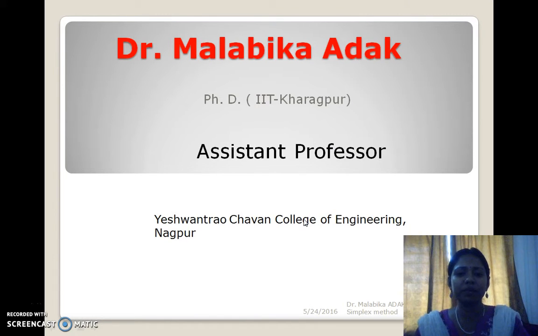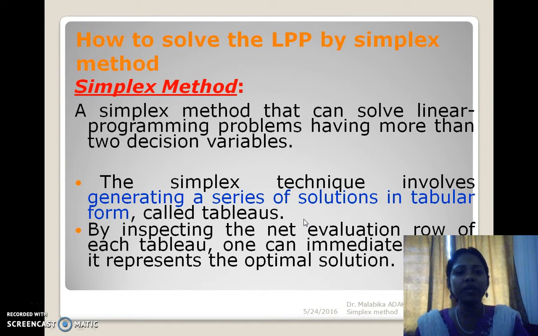Hello friends, today I will discuss how to solve the linear programming problem by simplex method. This method can solve linear programming problems having more than two decision variables. The simplex technique involves generating a series of solutions in tabular form called tableaus. By inspecting the net evaluation row of each tableau, one can immediately tell if it represents the optimal solution.